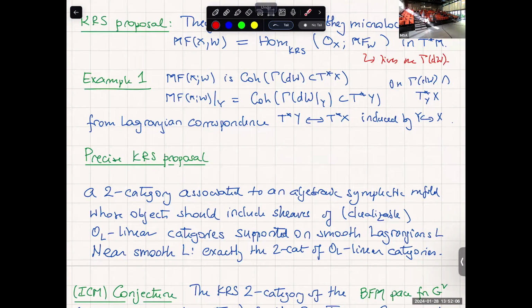All right. So the precise proposal, which I think is still unsolved in full generality, is that there should be a 2-category associated with an algebraic symplectic manifold, whose objects should certainly include sheaves of, well, maybe sheaves of categories, all linear categories with good properties, maybe supported on smooth Lagrangians. And in a neighborhood of a smooth Lagrangian, you should get exactly the 2-category of OL linear categories, I should say locally. They have global deformations. So it's really a micro-localization of the 2-category of module categories. But it depends on the ambient space, the ambient symplectic space.